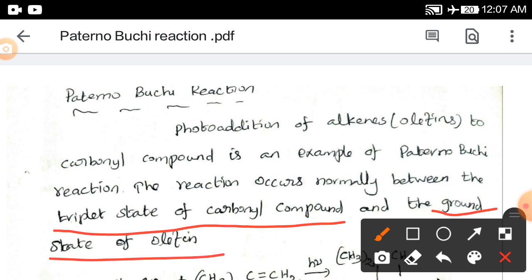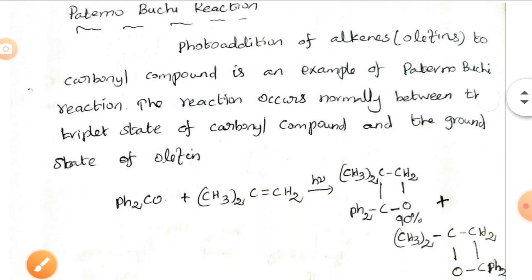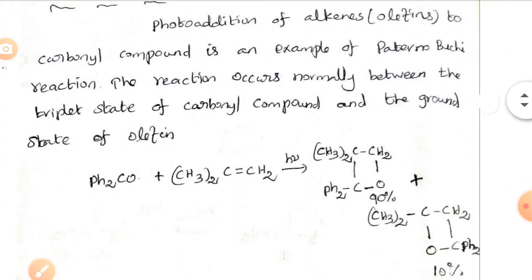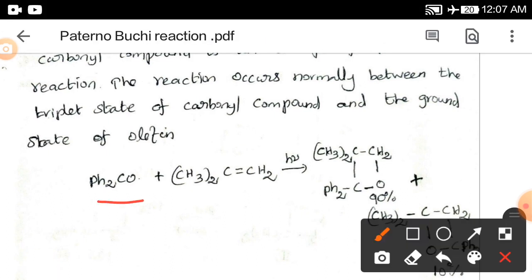So the important thing is the carbonyl compound in the triplet state and the olefin or alkene in the ground state. In the triplet state, we know that it is a parallel spin. In the ground state, it is a paired spin. We go for the reaction. We are considering benzophenone as the carbonyl compound, and we take some olefin.